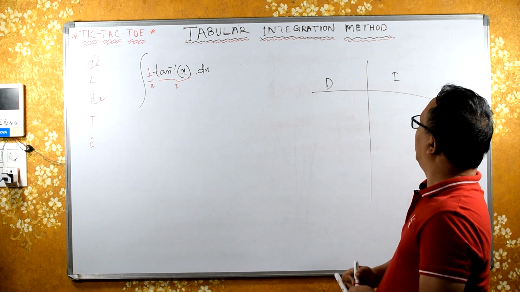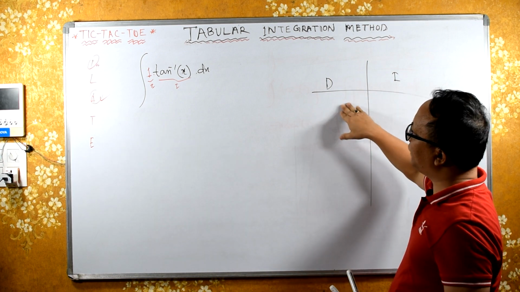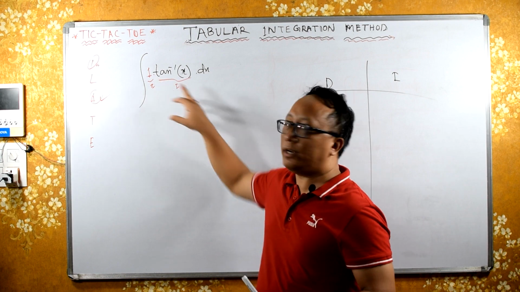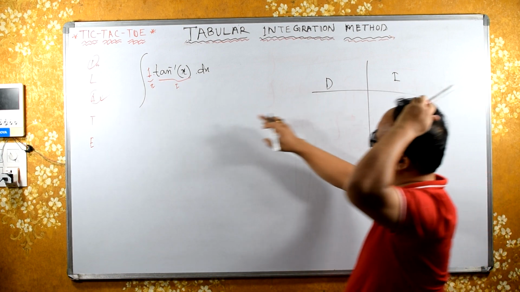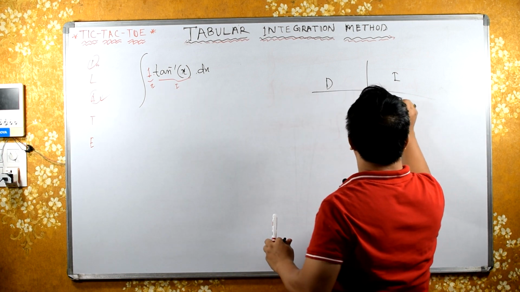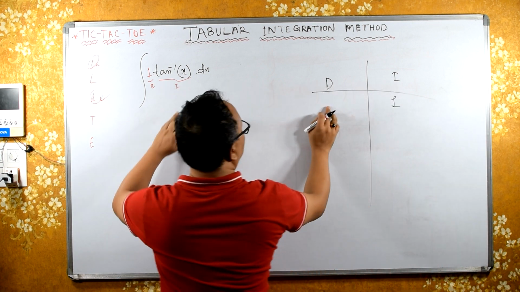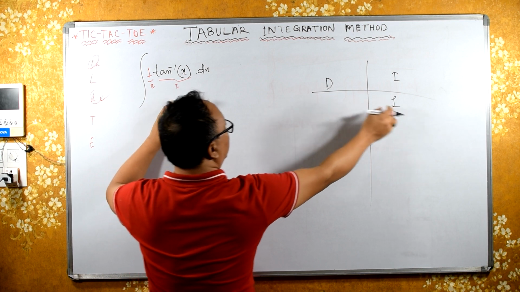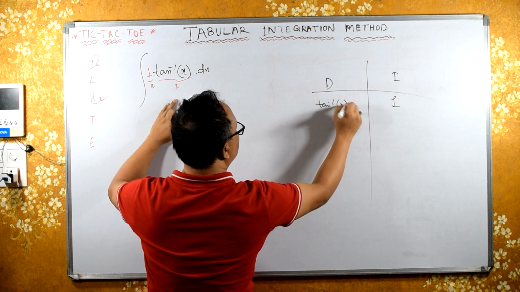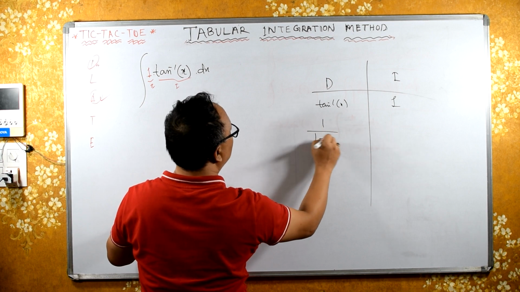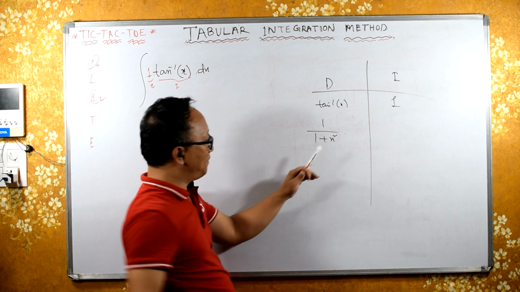Now differentiation. Differentiation of a constant becomes 0, so I cannot take 1 over here. Why? Because differentiation of a constant becomes 0, so I have to write here 1, and then I have to integrate this. And over here we have tan inverse x, d by dx of tan inverse x is what? 1 upon 1 plus x square.